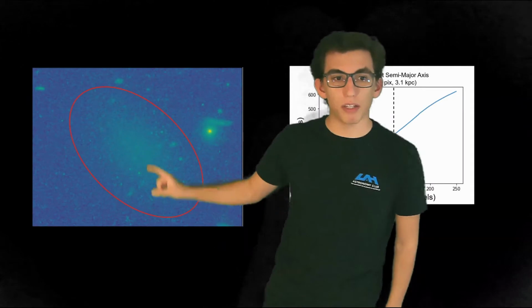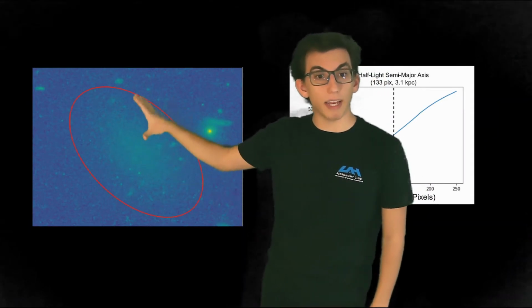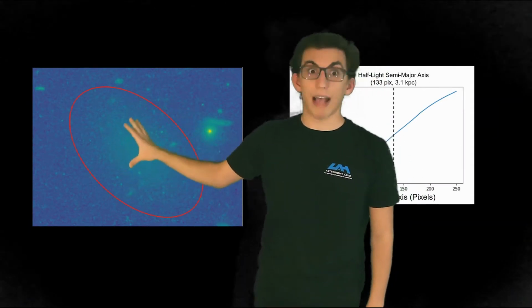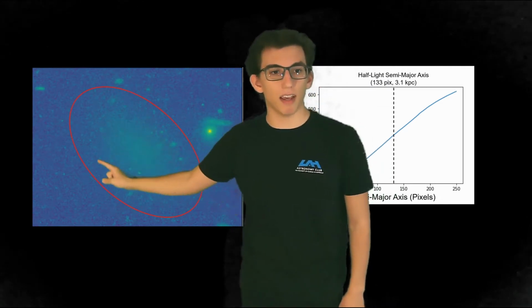Now DF44 is also pictured right here. You'll notice that the scaling on this image is vastly different, and you can barely see the haze of DF44 in here.